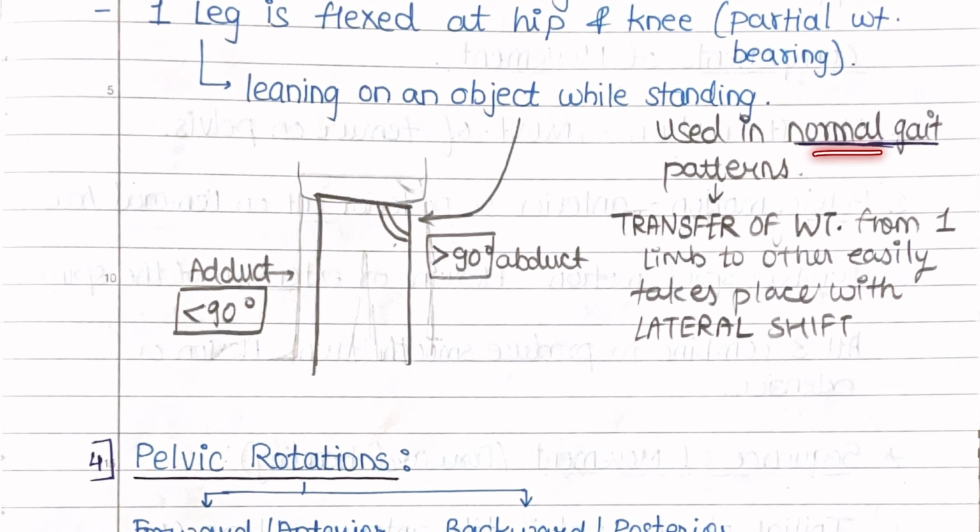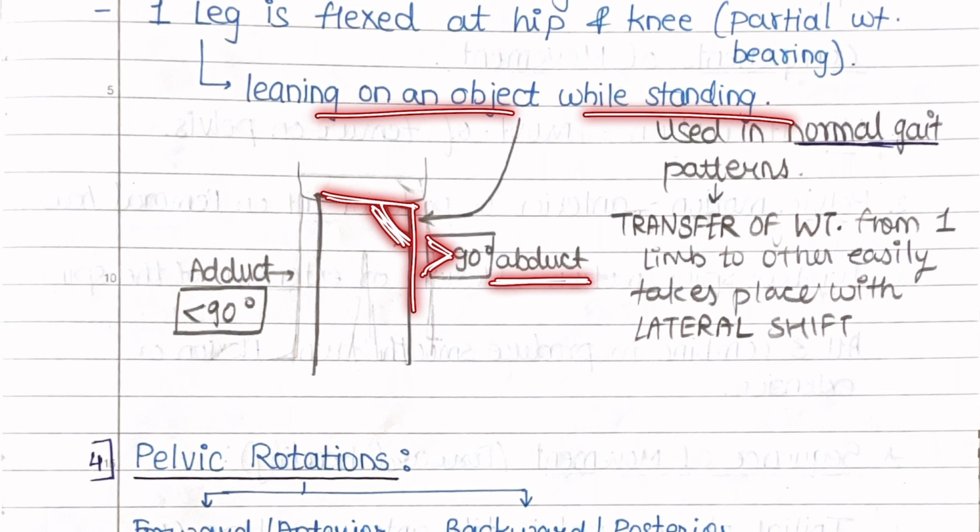It is used in the normal gait pattern also while walking. So transfer of weight from one limb to another easily takes place with lateral shift. As you can see here, when we lean on any object, the angle between the body and the head of the femur increases, so it goes into abduction, and the other leg goes into adduction, where the angle decreases between the body and the femur.